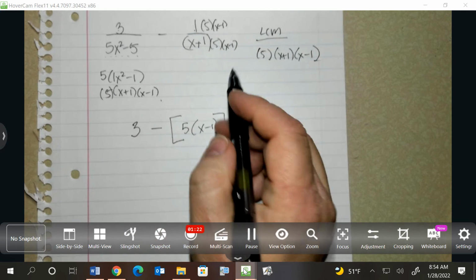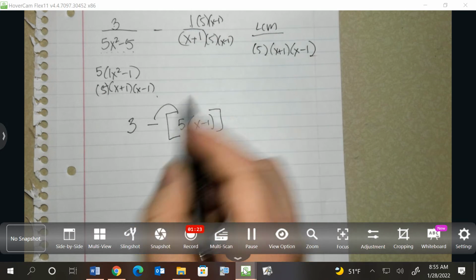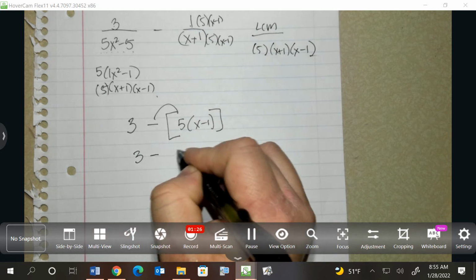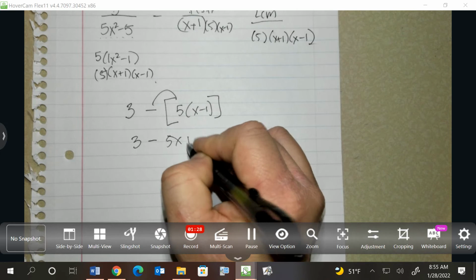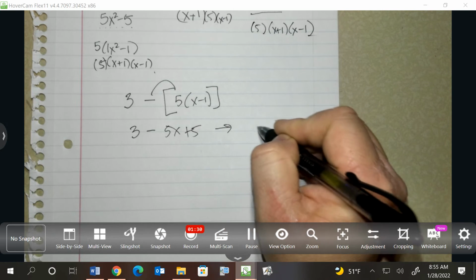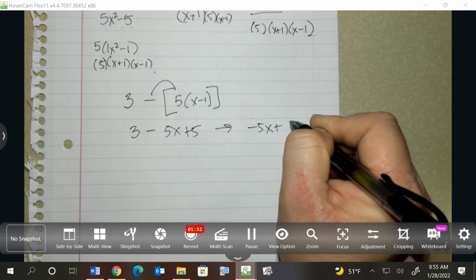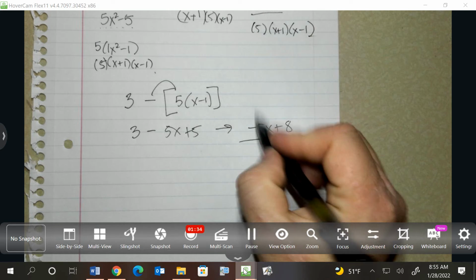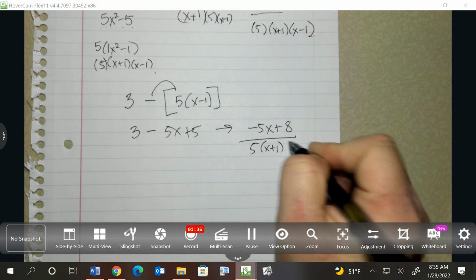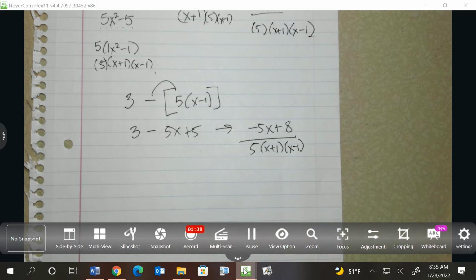So I'm only going to work with the numerator to start with. I'm going to distribute here to have 3 minus 5x plus 5. And that's going to be negative 5x plus 8, all over an LCM of 5, x plus 1, and x minus 1. That would be option D.